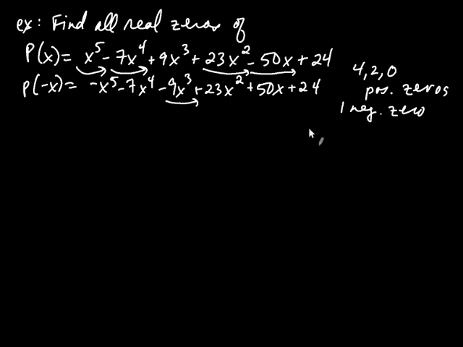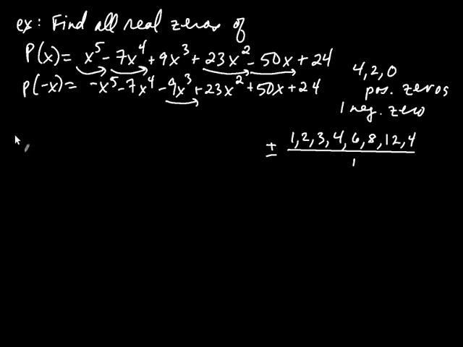So the possibilities for 24 are going to be 1, 2, 3, 4, 6, 8, 12, and 24, okay? And the possibilities for the leading coefficient are just, well, there's only 1, positive 1. So this is what we have to test, positive and negative, all these values for the rational zeros. It seems overwhelming, but let's just start off and we'll see that there are some shortcuts.